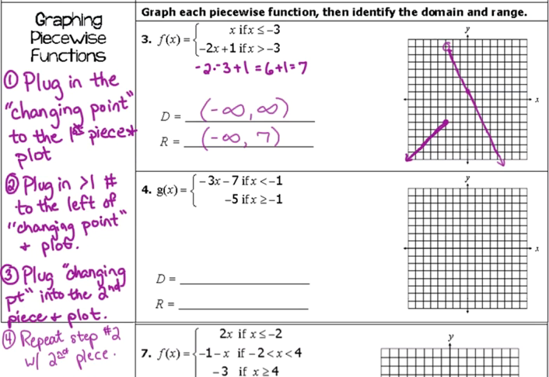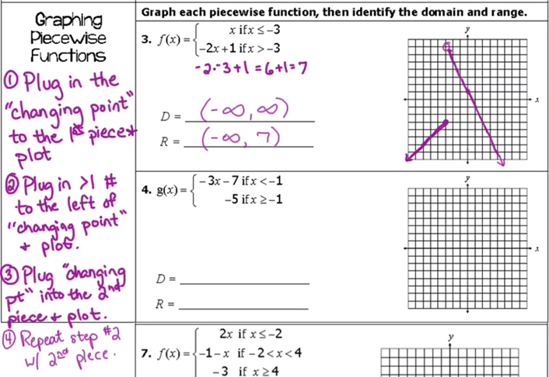If that were a closed point up at the top, we would have a bracket. But it's not a closed point, it's an open circle, so it's a parenthesis. All right, questions? Let's do another.